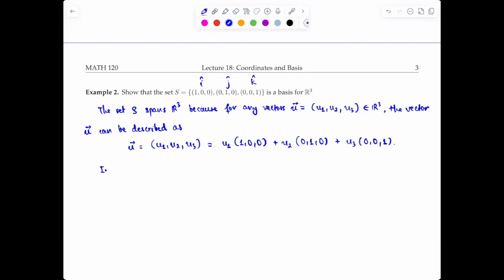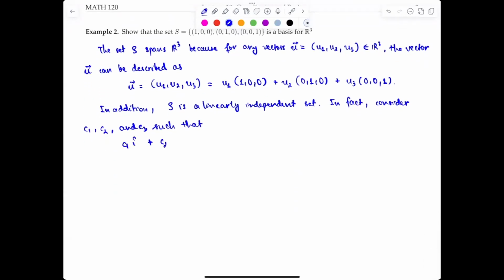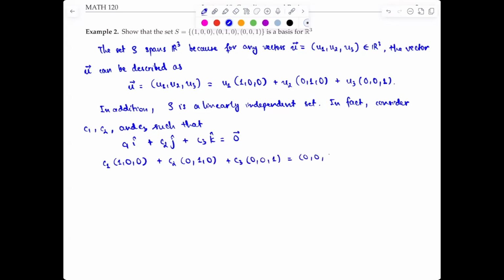Okay. In addition, S is a linearly independent set. In fact, consider C1, C2, and C3 such that C1 times i plus C2 times j plus C3 times k equal to the zero vector. And from here, we're going to show that this equation is true only when C1 equal to 0, C2 equal to 0, and C3 equal to 0. So C1 times the vector (1, 0, 0) plus C2 times the vector (0, 1, 0) plus C3 times the vector (0, 0, 1) is equal to the vector (0, 0, 0).